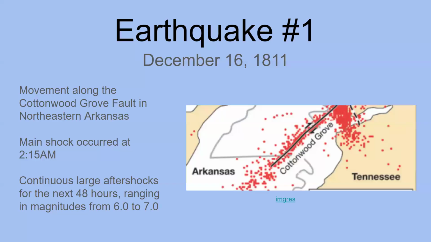So the first earthquake happened on December 16th, 1811, and this was due to the movement along the Cottonwood Grove Fault in northeastern Arkansas. The main shock occurred at 2:15 a.m. and continuous large aftershocks happened for the next 48 hours, ranging in magnitudes from 6.0 to 7.0.